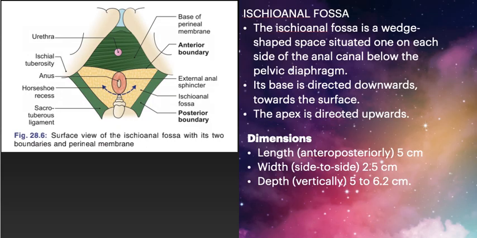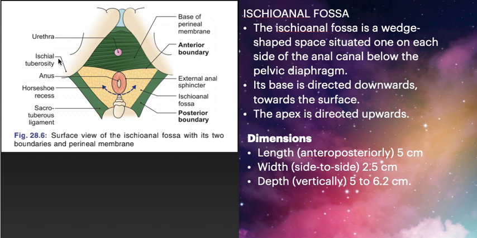So coming to the ischioanal fossa, the median structure in the anal triangle was the anus. On either side we had the ischioanal fossa. What is it, let's see. It is a wedge-shaped space situated one on each side of the anal canal below the pelvic diaphragm. The base is directed downwards toward the surface and the apex is directed upwards. We'll see the apex and base in the coronal section.